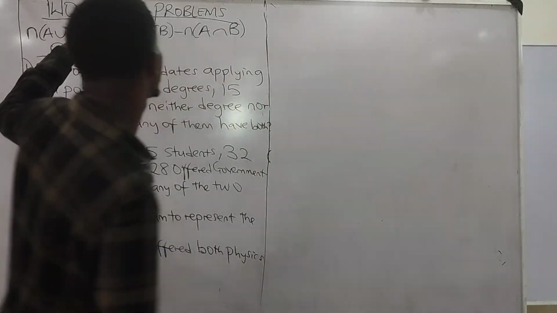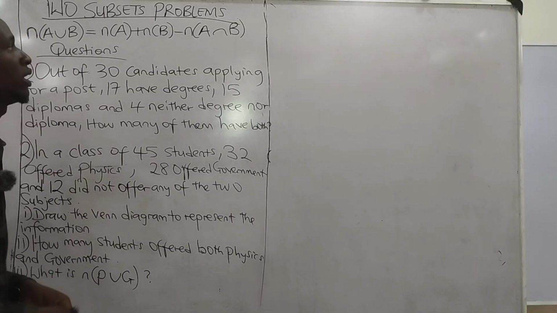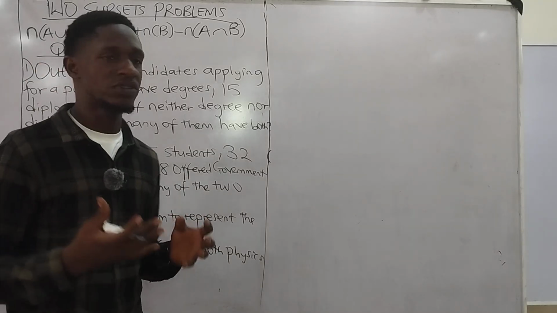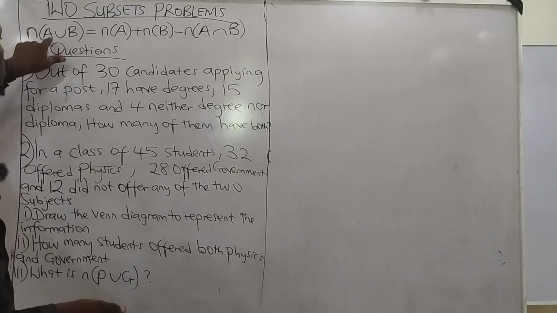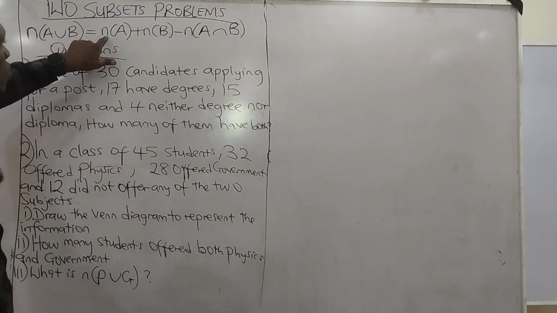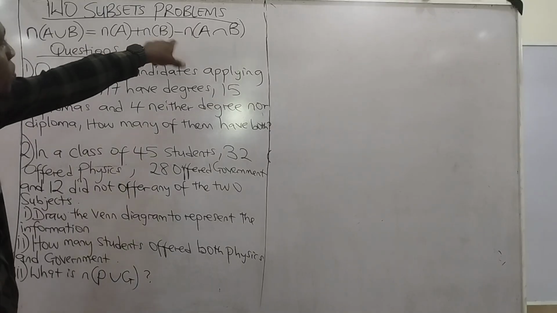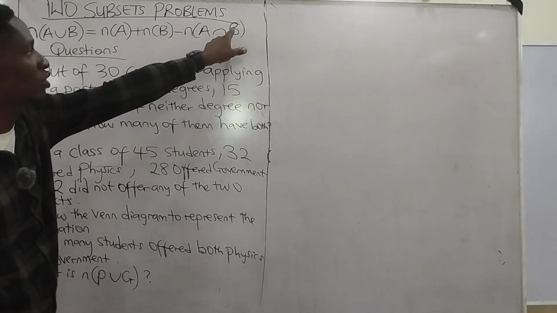So we are going to be looking at a Venn diagram, and we'll start with the two subsets problem. Here we are going to be talking about two subsets. We have a formula for each: n(A union B) is equal to n, that is cardinality, the number of A plus the number of B minus the number of A intersection B.